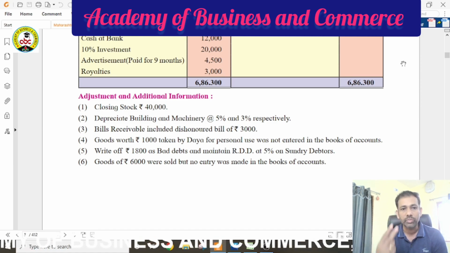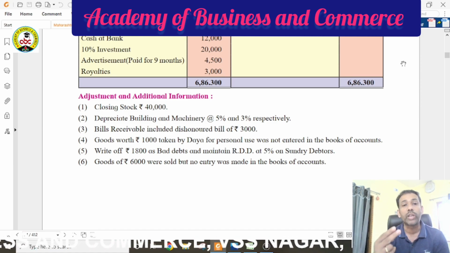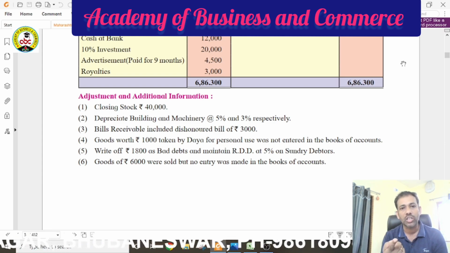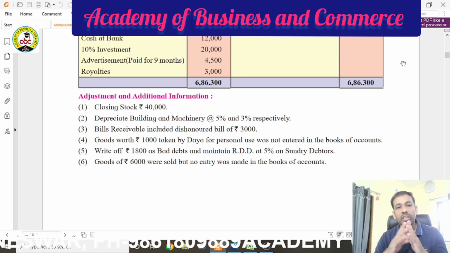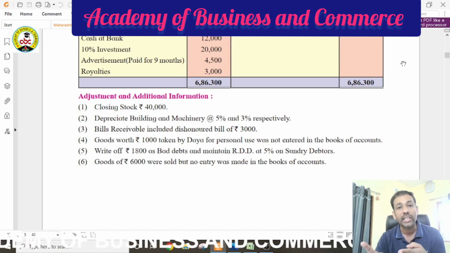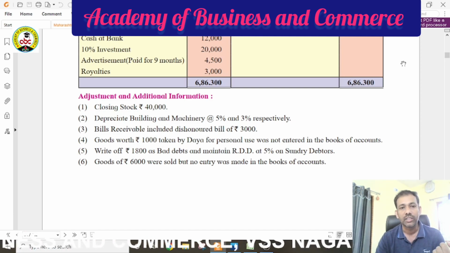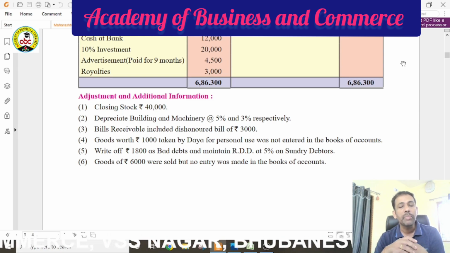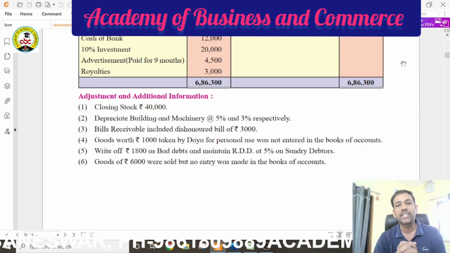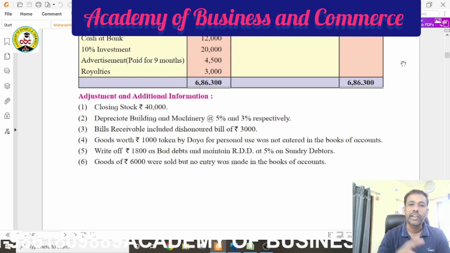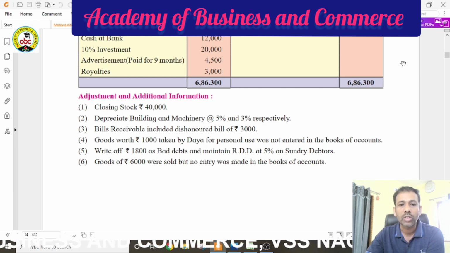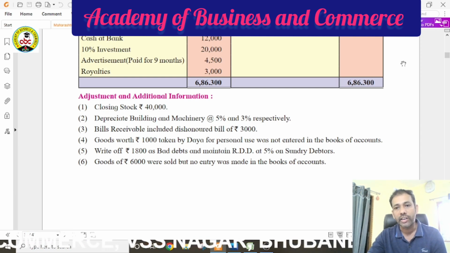You have to give that adjustment entry 2 times. 2 times means we have to take that item in the trading account or profit and loss account and in the balance sheet. That means every transaction has the dual aspect concept. So both the transactions are recorded twice if it is not recorded earlier. Adjustment means it is not recorded, it is identified at the end of the day while preparing financial statements. So we have to treat it twice. So goods worth 1,000 taken by the proprietor for personal use was not entered into the books of accounts.